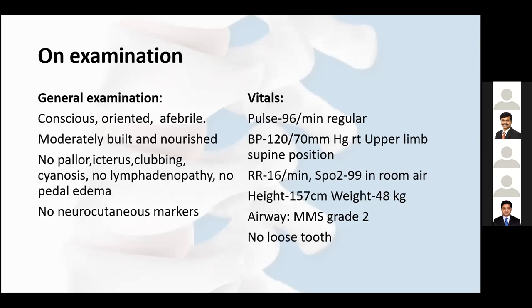On examination, she's conscious, oriented, afebrile, moderately built and nourished, no pallor, icterus, clubbing, cyanosis, no lymphadenopathy, no pedal edema, no neurocutaneous markers. Her vitals: pulse was 96 per minute regular. Her blood pressure was 120 by 70 millimeter of mercury recorded in the right upper limb in supine position. Her respiratory rate was 16 per minute.